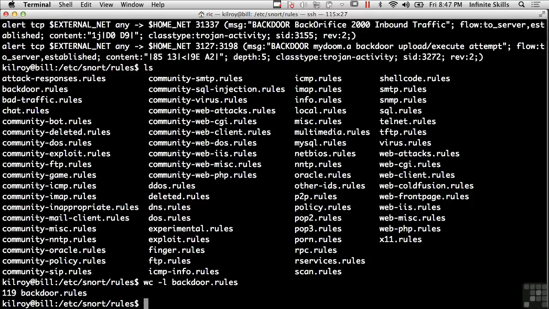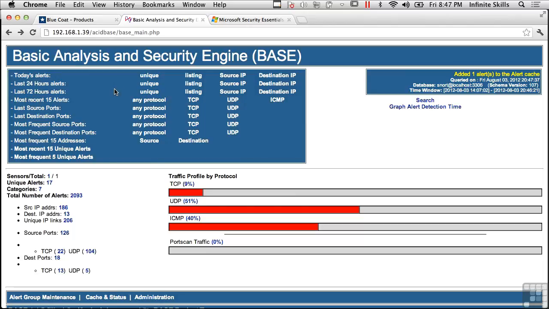The backdoor rules has about 119 rules in it. Each of these files is going to have several or several dozen rules in them. And again, these are signatures, so you could see that signature is based on what the packet looks like. So for example, source or destination, IP address or port, and some other information. And that would be the signature that the rules are based on. So we can go back to BASE now that we've taken a quick look at Snort, and you can see the different alerts that have popped up from Snort.